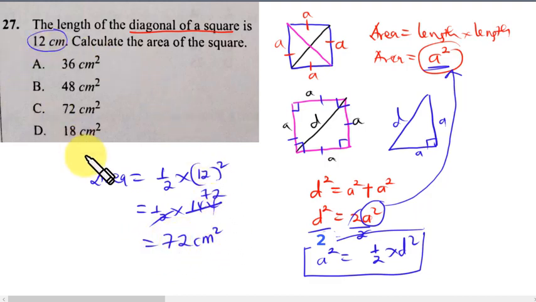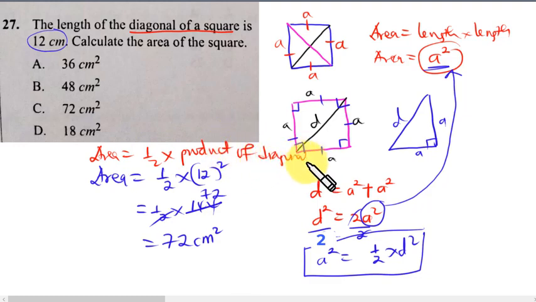So let me say again that the area of a square can be equal to half times the product of the diagonal lines, just as you see in a rhombus. So the D squared is the product of the two diagonals here. So if you are given the diagonal of a square but not the side of it, you use this to find the area of the square, that is half times the product of the diagonal lines. As simple as that. So the correct option here is C, 72 centimeters squared.